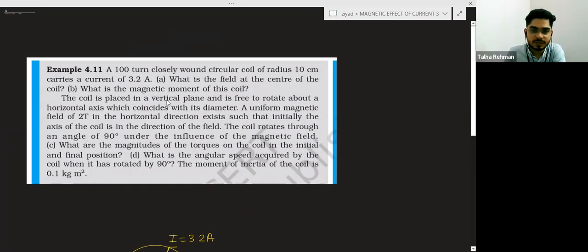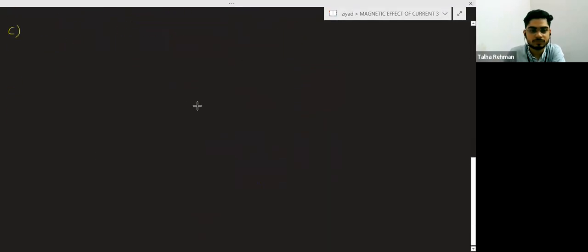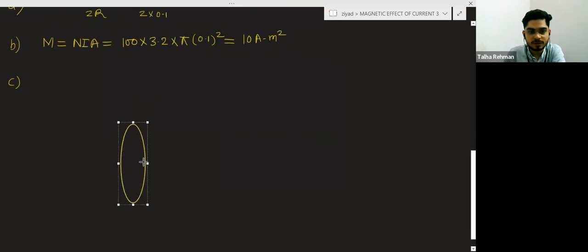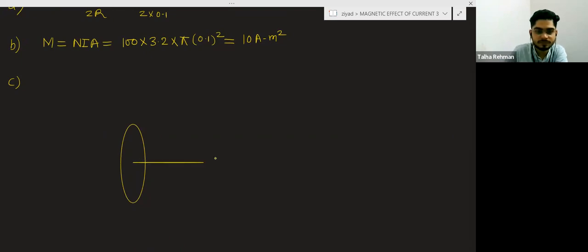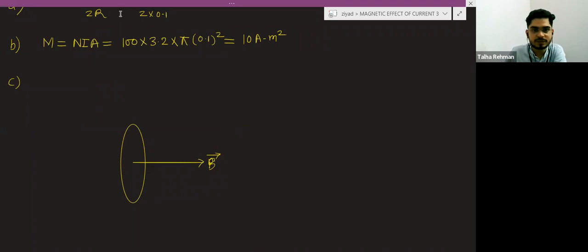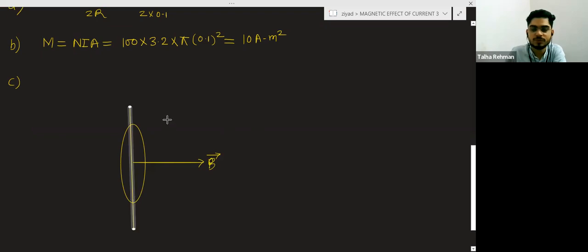Now the C part. They are saying the coil is placed in a vertical plane and is free to rotate about the horizontal axis, which coincides with its diameter. A uniform magnetic field of 2 Tesla in the horizontal direction exists such that initially the axis of the coil is in the direction of the magnetic field. So you have a coil in the vertical plane, and there is a magnetic field in the horizontal direction. This is your coil, this is the magnetic field, and this is the axis of the coil.